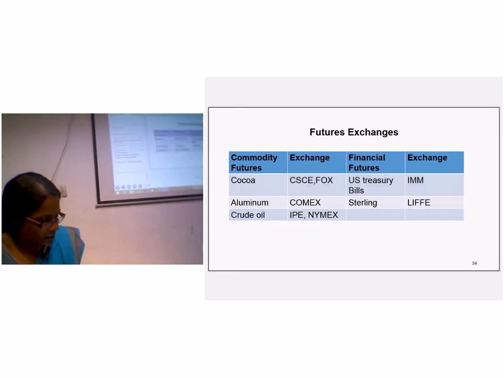CSCE, that means Coffee, Sugar and Cocoa Exchange, right? And FOX, that is the Futures and Options Exchange in the UK, right? And look at the other one, for aluminium. That is for COMEX, that means Commodity Exchange in New York. And the third one, commodity futures, that is for crude oil.